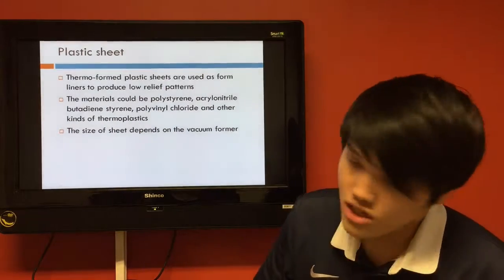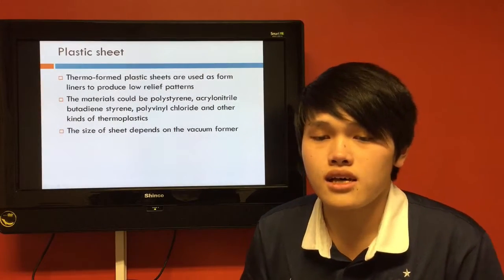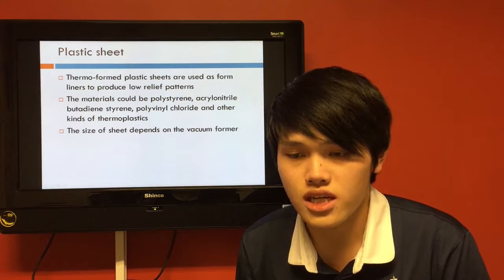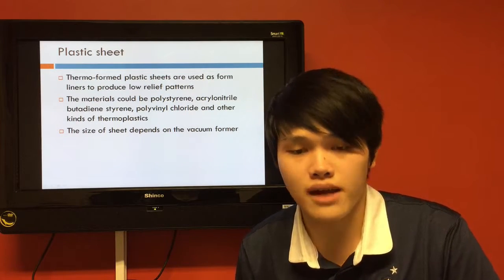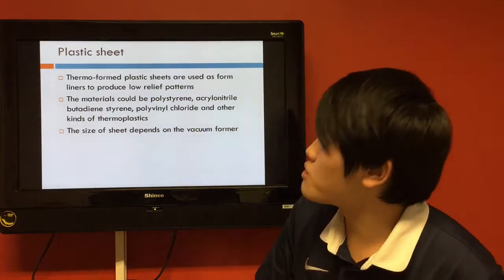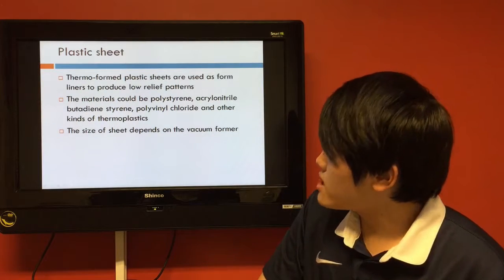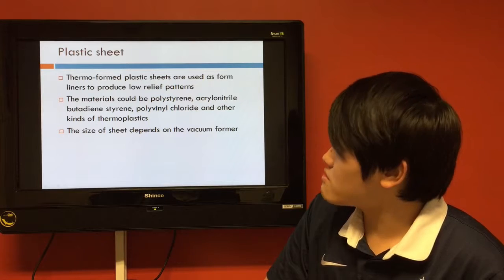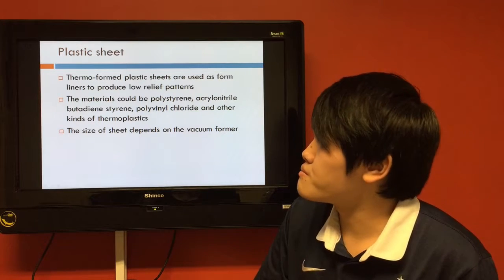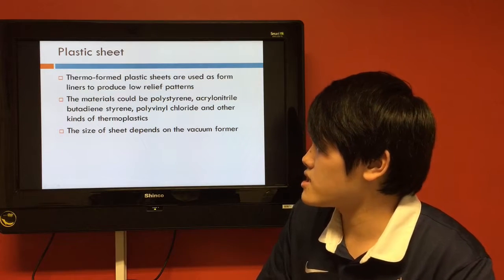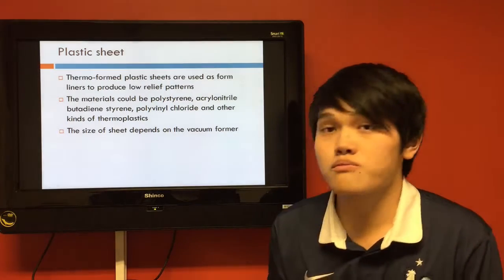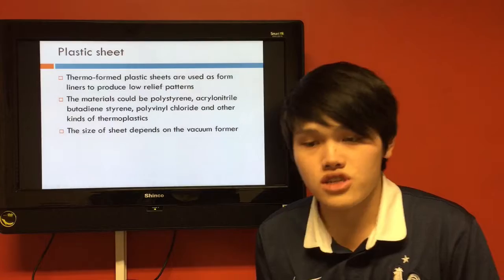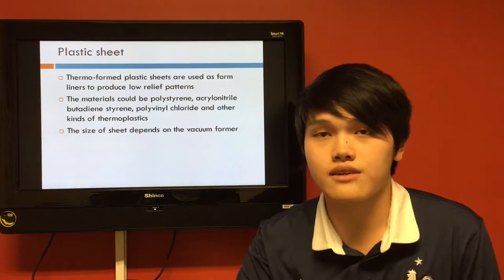Then for the plastic sheet, the third one, thermoformed plastic sheets are used as a form liner to produce low relief patterns, and the material could be polystyrene, acrylonitrile butadiene styrene, polyvinyl chloride, and other kinds of thermoplastics. And the size of the sheet depends on the formwork manufacturer.